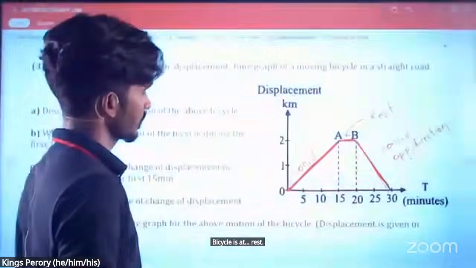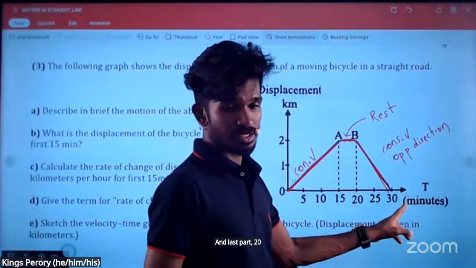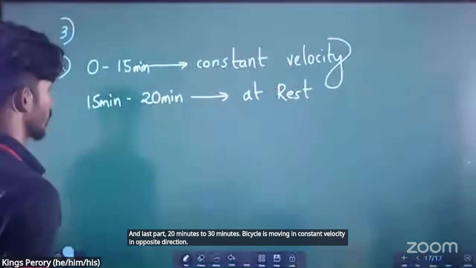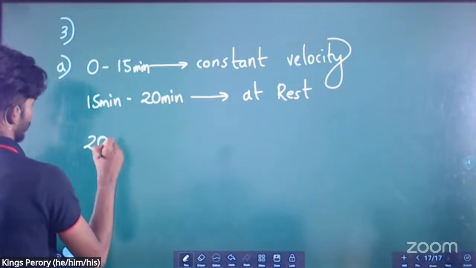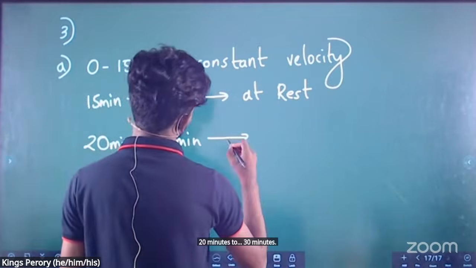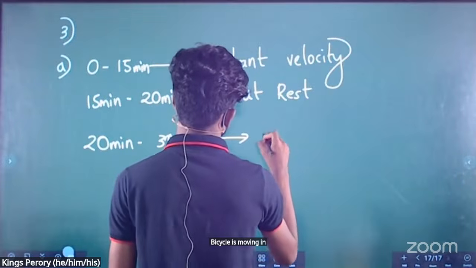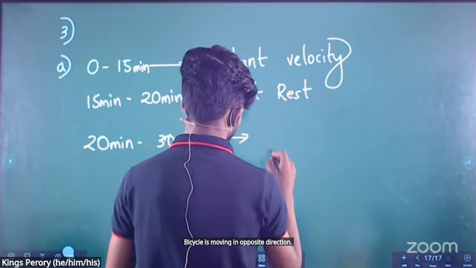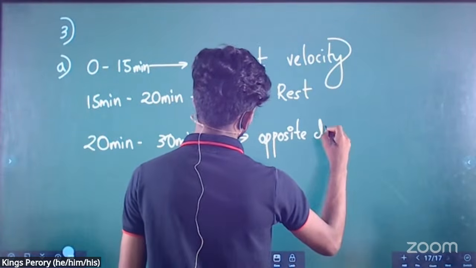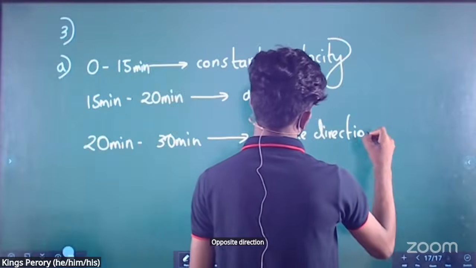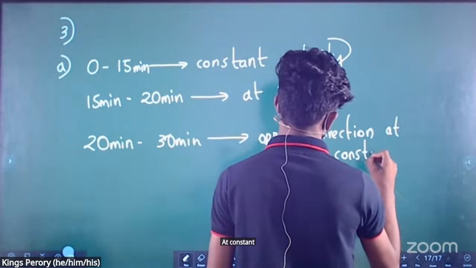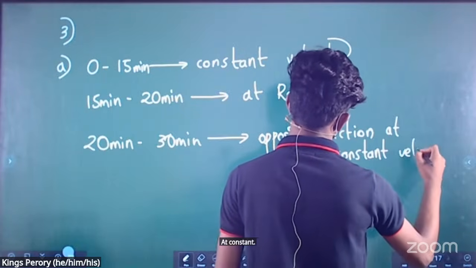And last part, 20 minutes to 30 minutes, the bicycle is moving at constant velocity in the opposite direction.